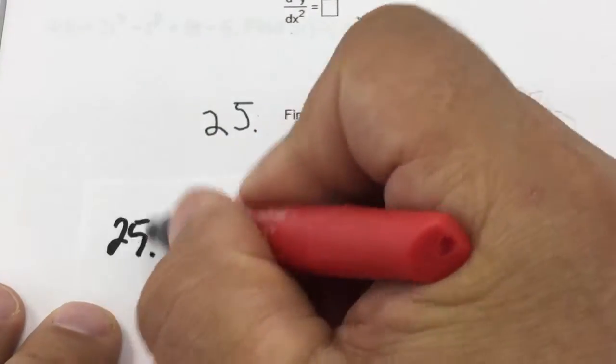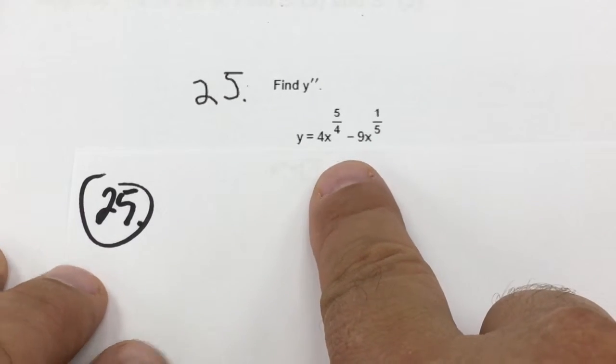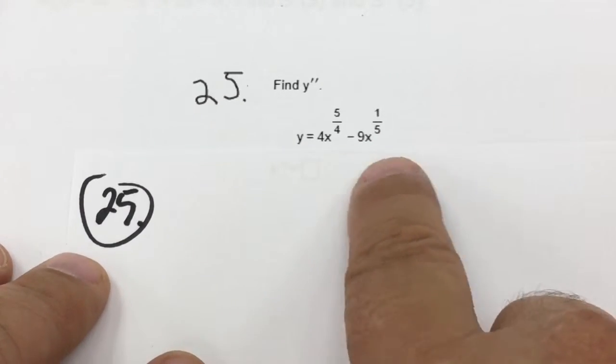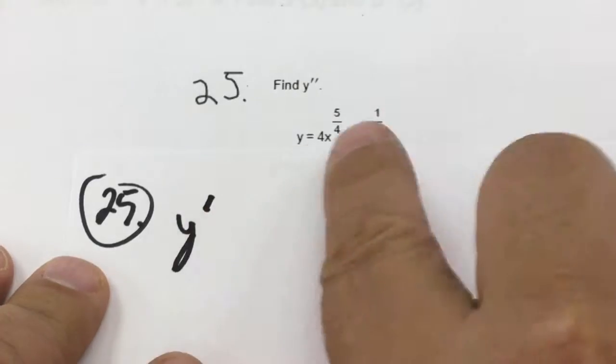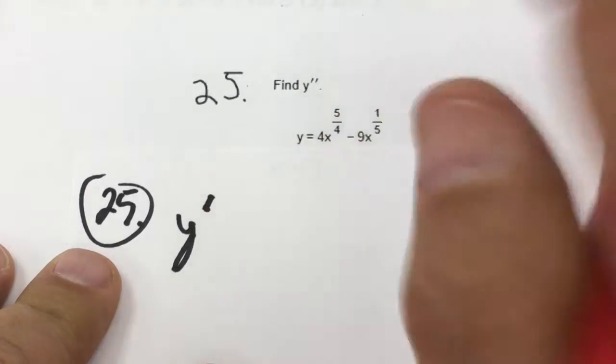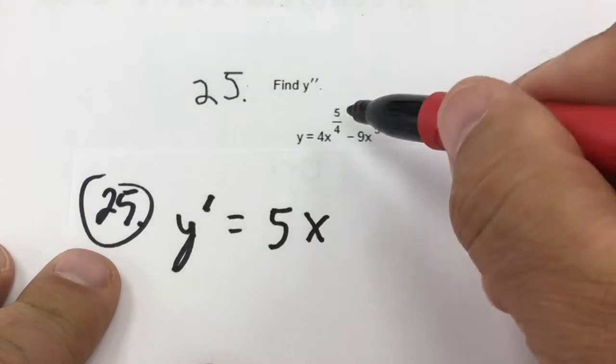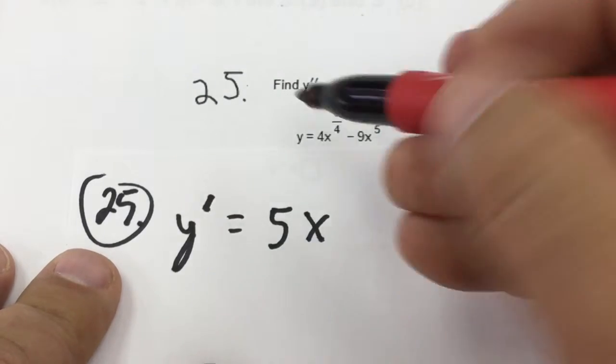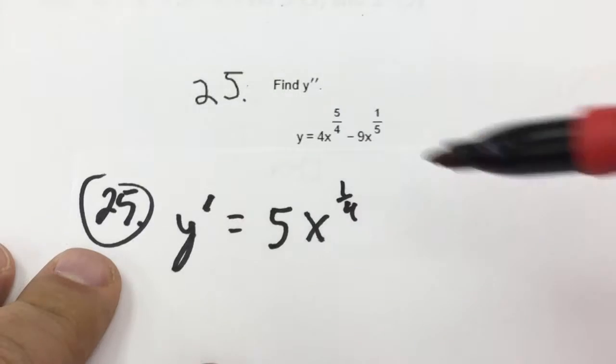Number 25. It already has the fractions as the exponents, so I have to take the derivative. I don't have to rewrite it, I just have to start taking the derivative. So y prime, that's the first derivative I'm going to take. 4 times the top 5 is 20. 20 divided by 4 equals 5. So that's going to equal 5x, and then I have to subtract 4/4. 5/4 minus 4/4 is 1/4. So that's the first derivative of the first term.